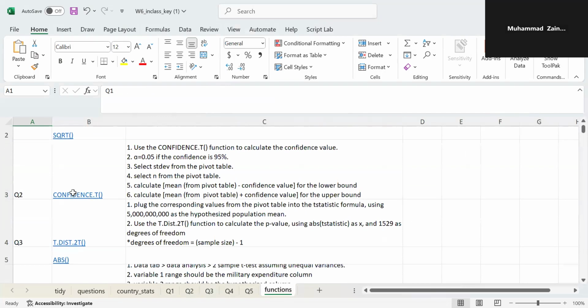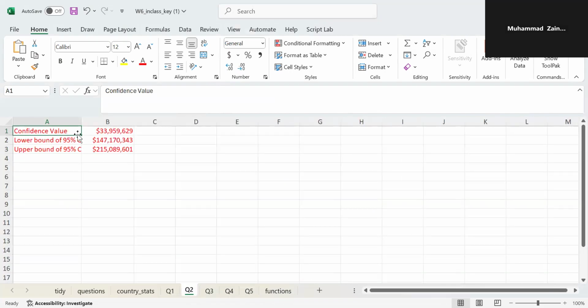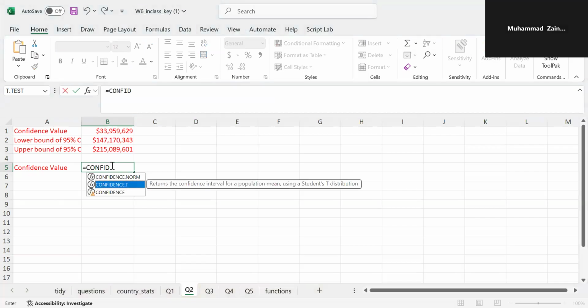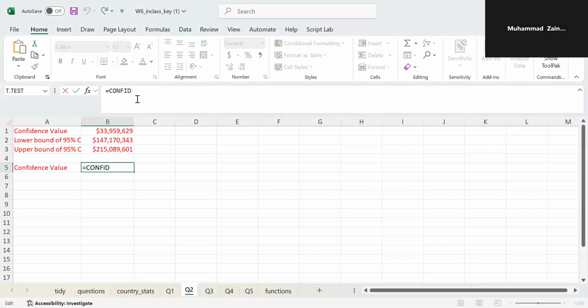So that was question number one. There's a formula that you can use for confidence values: CONFIDENCE.T. It will give you the 95% confidence value. So you use that formula, and you want to find the confidence value. What CONFIDENCE.T wants is alpha, standard deviation, and the size.